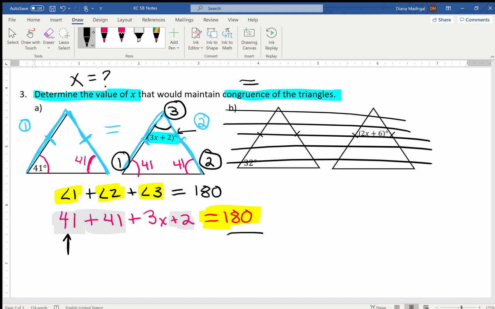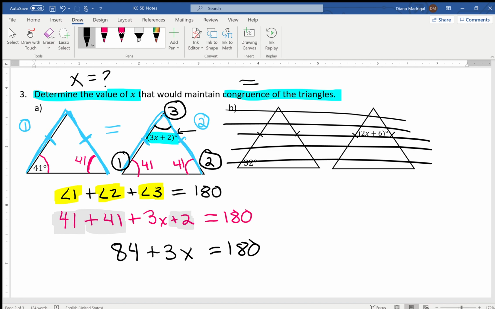So I could have now, okay, 41 plus 41 plus 2 is going to give me 84. Okay. And then I didn't do anything to the 3x, so it's going to be plus 3x equals 180. Okay, you see, instead of having 4 numbers, I only have 1, 2. I decreased the numbers. Okay, I went from 4 to 2 numbers at the end. So again, I just added 41 plus 41 plus 2, which I got 84.